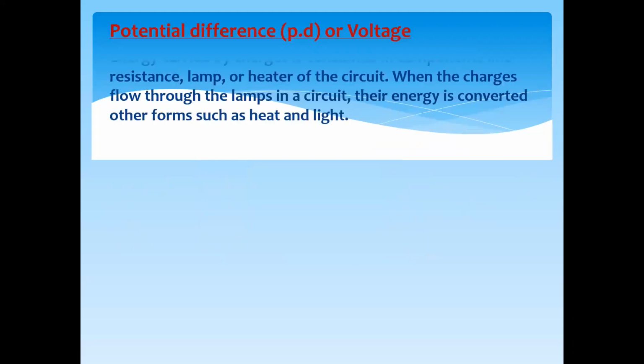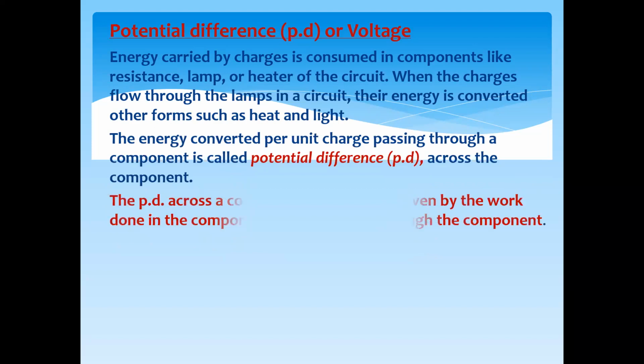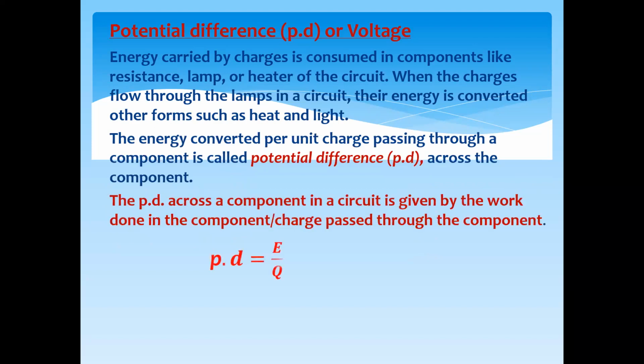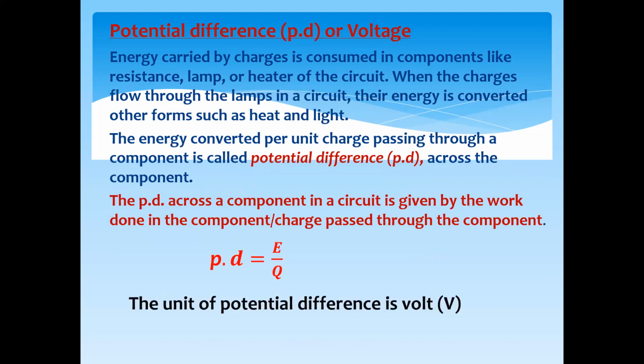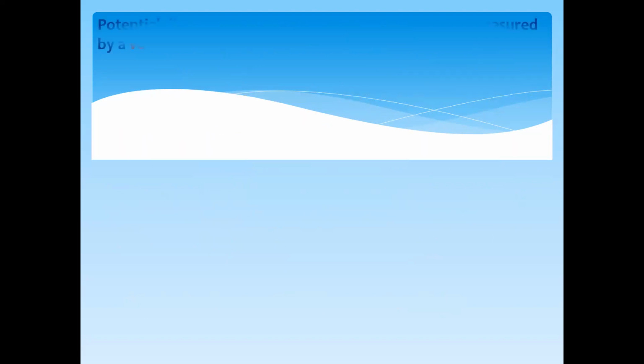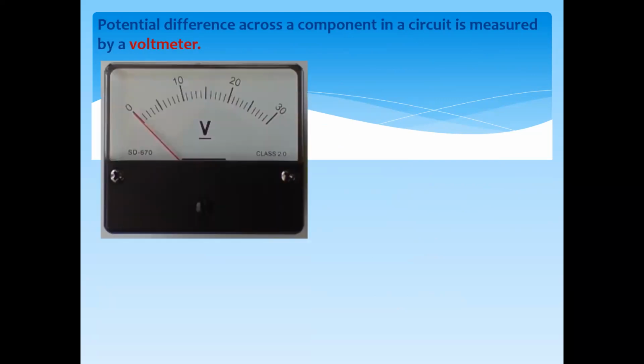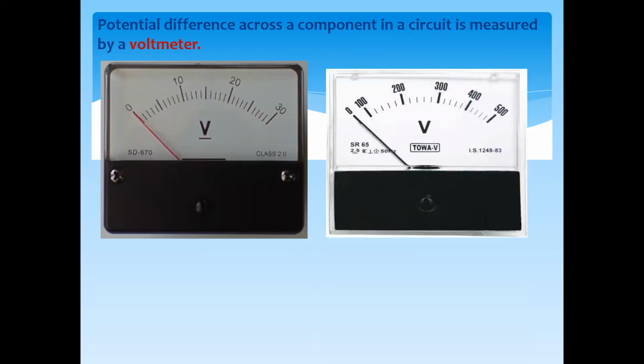So the definition: what is the potential difference? It is the energy carried by the charge that is consumed in a component like a lamp, resistor, or heater. We call that the potential difference, and it is energy divided by charge. The unit of potential difference is also volts, or joules per coulomb. And if we want to measure the potential difference or voltage, we use a voltmeter. This is the symbol for the voltmeter, and this is how the voltmeter looks.